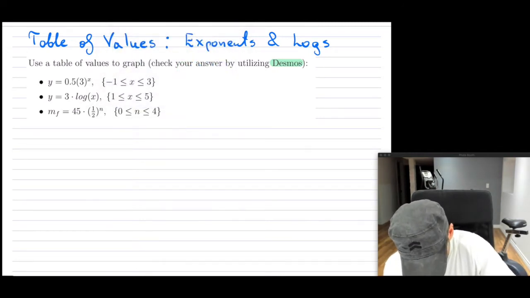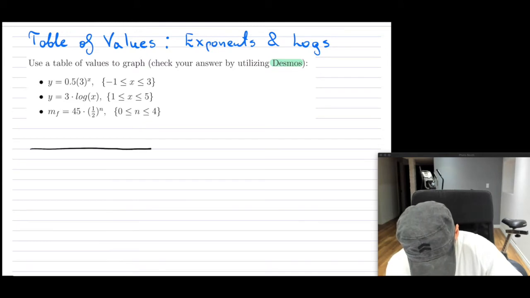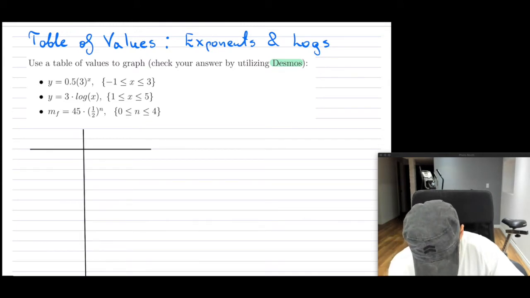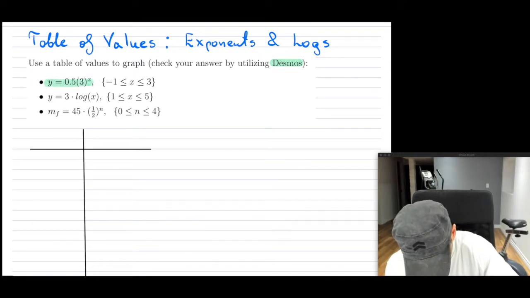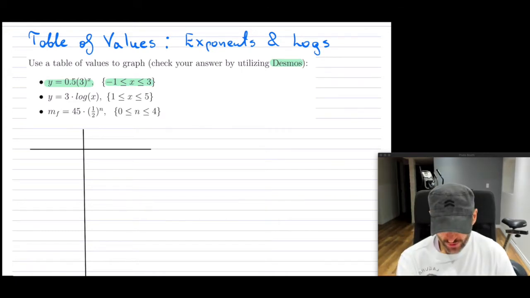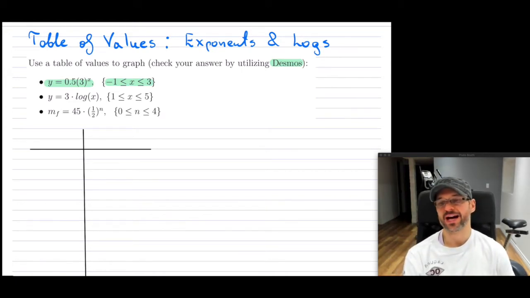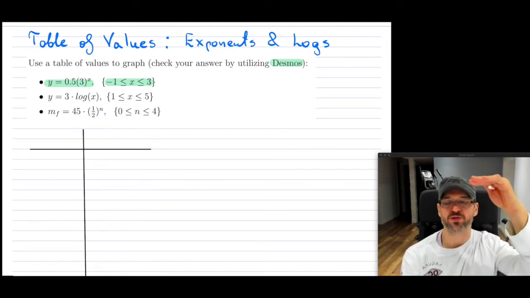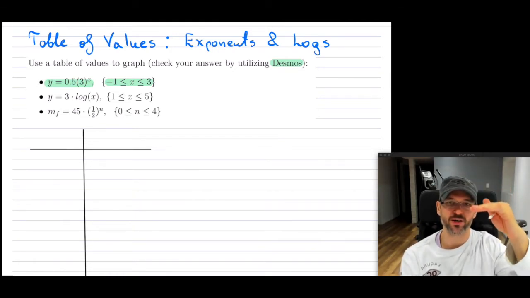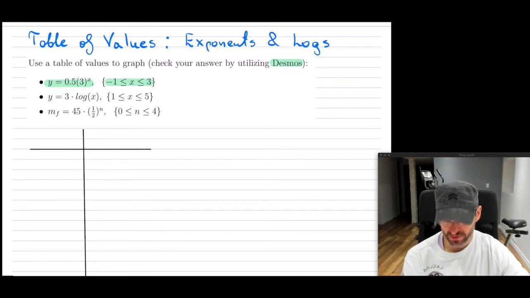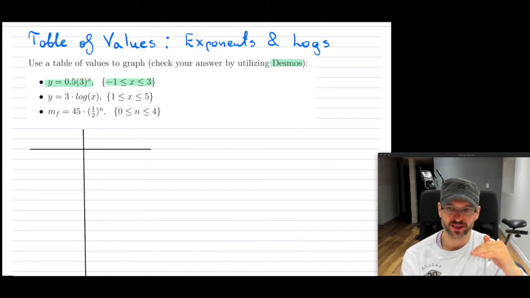So I'm going to do a table of values for that. So here is the table of values right here. And I'm going to be picking on this one first. Notice the restriction, which is -1 to 3. When you're doing a table of values, the smallest numbers go on top and then they get bigger as they go down. Sometimes people put it in reverse, but you can keep the smallest numbers on top and the bigger numbers toward the bottom.